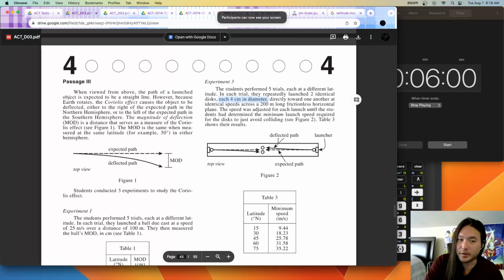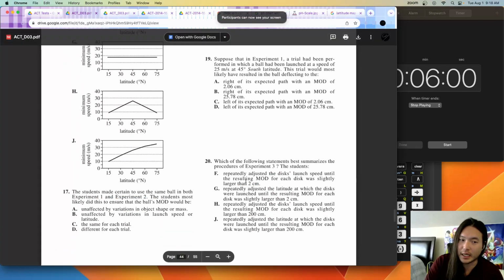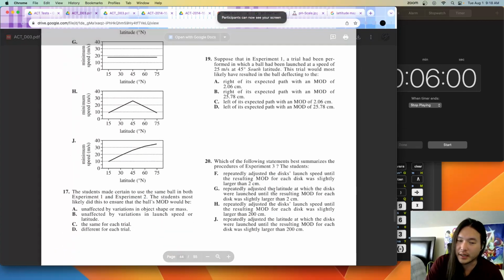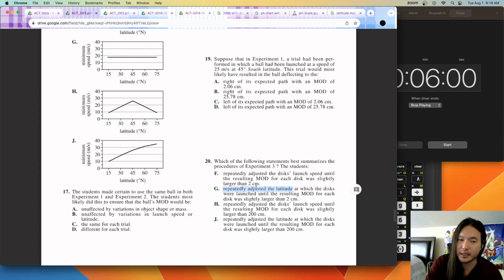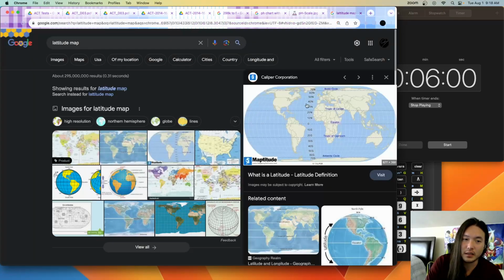Yeah, and then absolutely the other really important thing to recognize is that we're not repeatedly adjusting the latitude. This is a crazy thing to say. Again, 15 is down here. How are you going to adjust that? Are you getting on your teleporter? We don't have that. Even on a private jet, you're not repeatedly going back and forth.